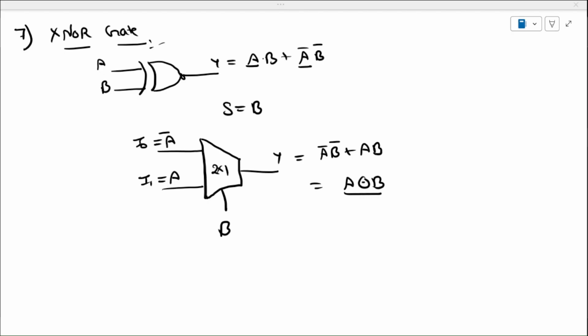So let's conclude this. We have discussed all the logic implementation by using 2 cross 1 mux. So instead of memorizing all the circuits, remember this simple trick. Select one variable as S. Put the value S equals to 0 or S equals to 1 in the function, which gives I0 and I1, and then connect accordingly whatever the logic gate you have to make. Okay.